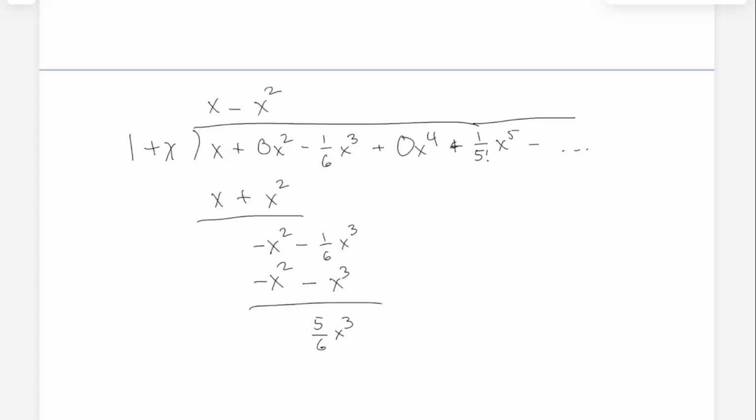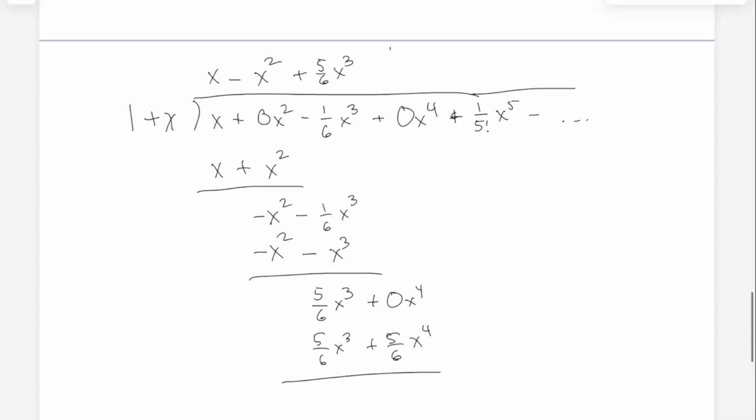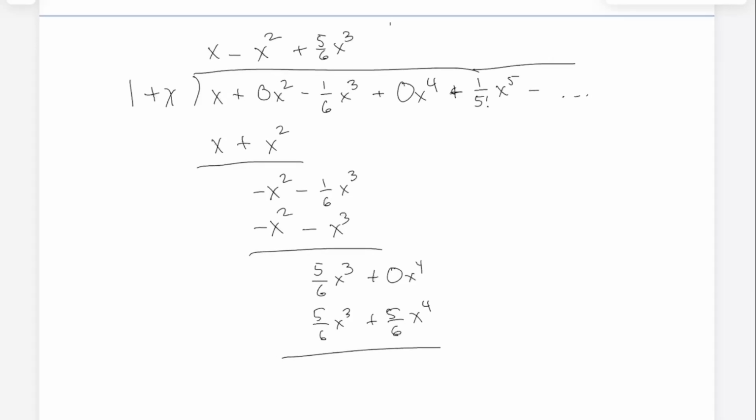Right? What's my next term? Again, we are matching a 1 with 5/6 x cubed, so it's just going to be 5/6 x cubed. Bring down the next term, a 0x to the 4. When we multiply, it says 5/6 x cubed, and then plus 5/6 x to the 4. Subtract here, and I just get, I believe, negative 5/6 x to the 4. All right? And then that's my fourth term, and we'll be done. I guess I didn't need the x to the 5 term. So my last term is minus 5/6 x to the 4.